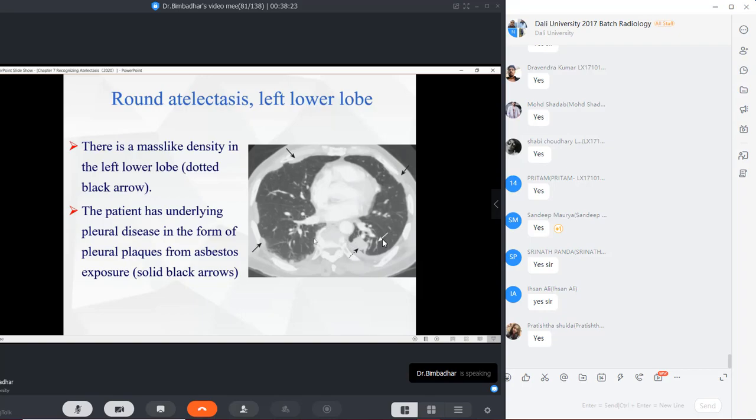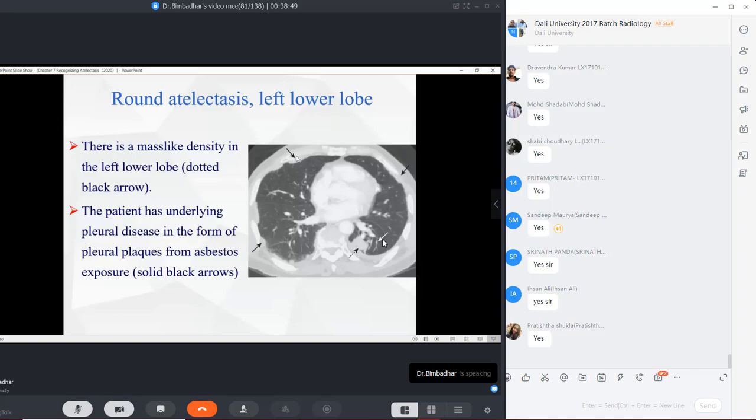The patient has underlying pleural disease, and where you see here there is a lot of increased density along the pleural surfaces, which is called pleural flaking. Increased density along the pleural surfaces is called pleural flaking, and it is a characteristic feature of asbestosis.